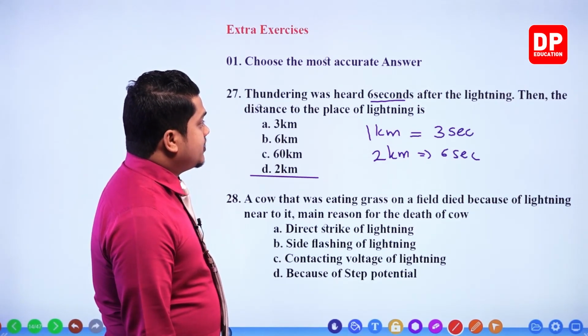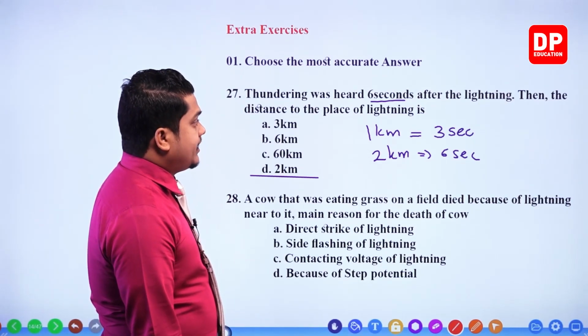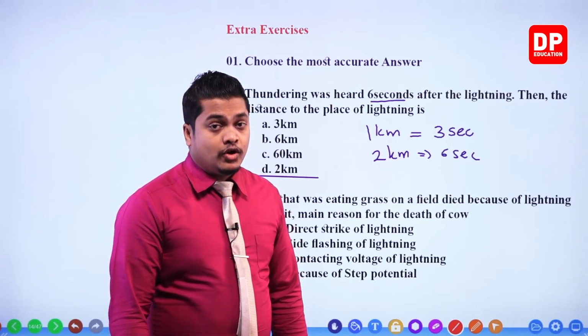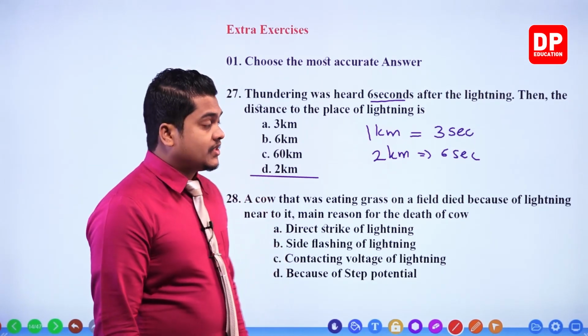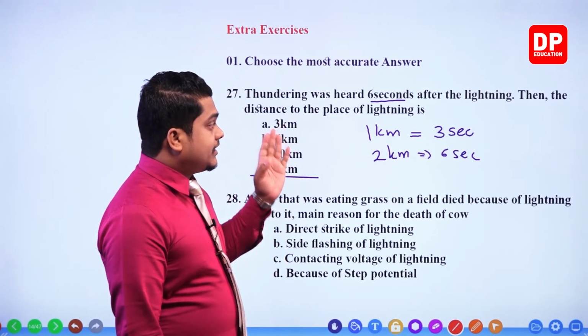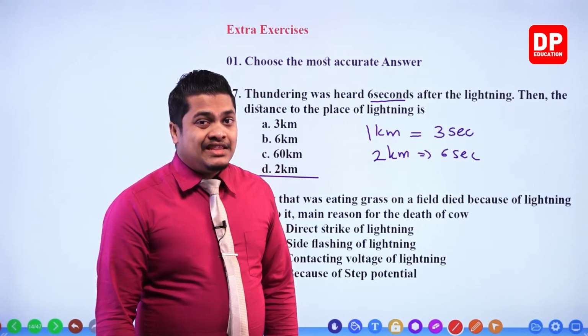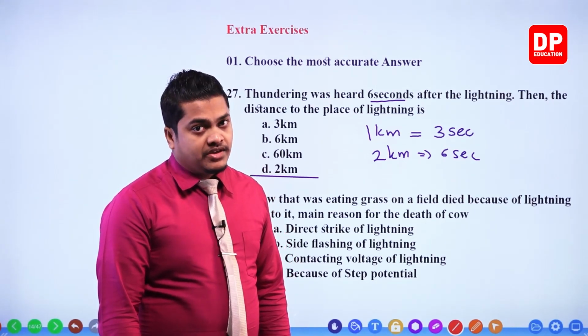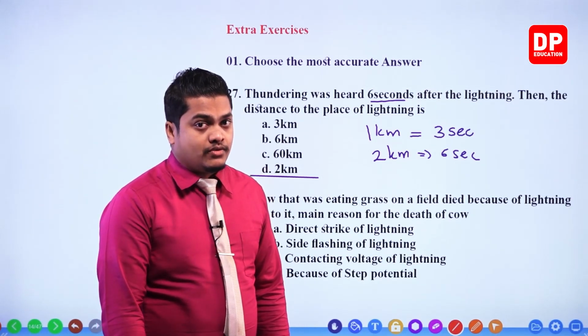If thundering was heard 6 seconds after the lightning, then the distance to the place of lightning is nearly around 2 kilometers. Okay. How can you find it? You just take the time period and divide it by 3. By that you can find out the distance in kilometers. This is a near value, not an exact one. Okay.